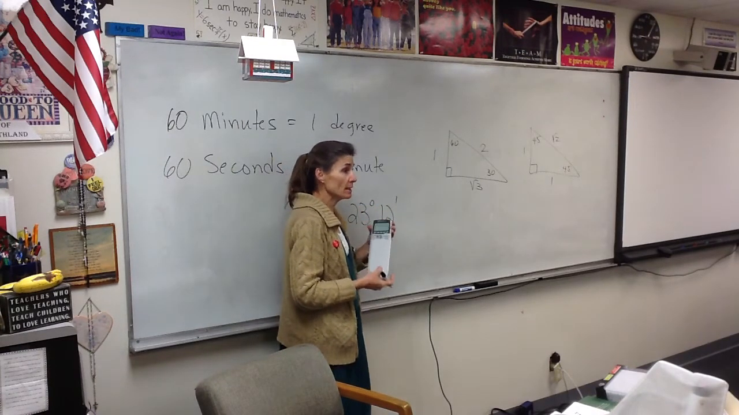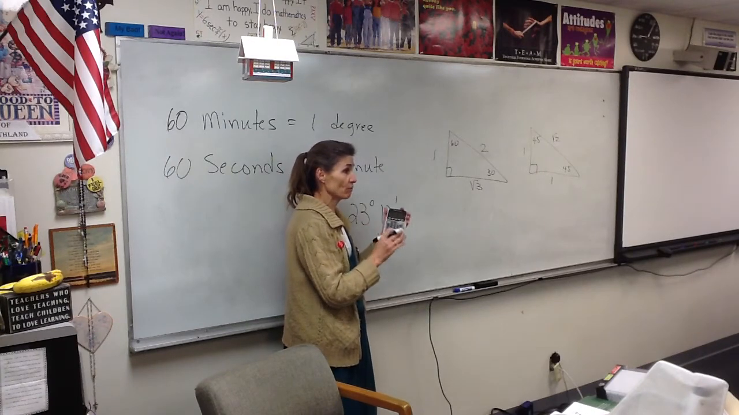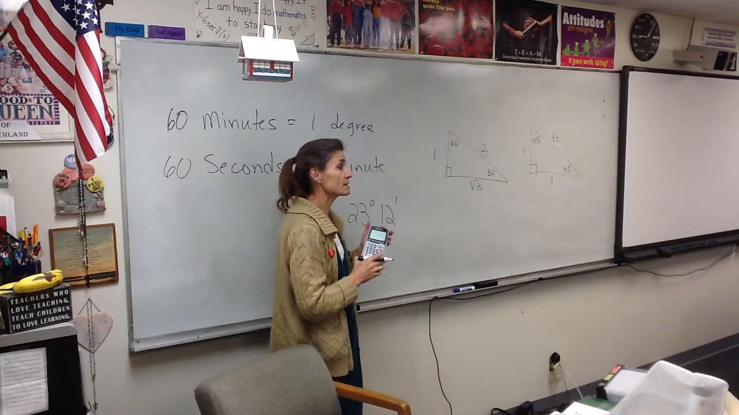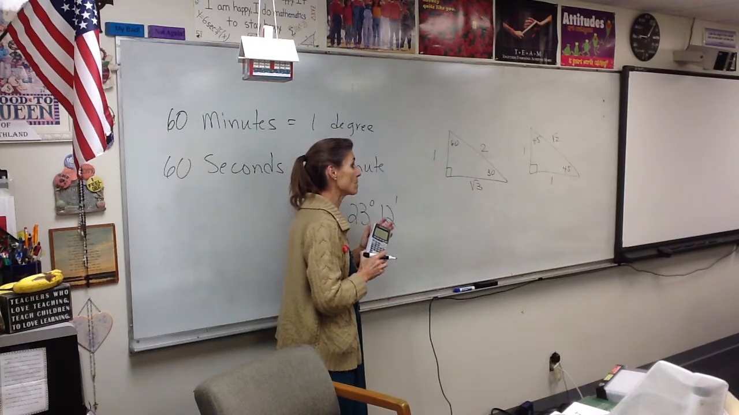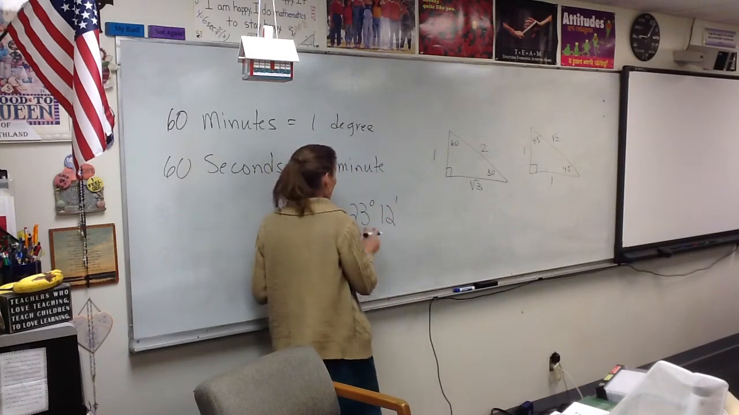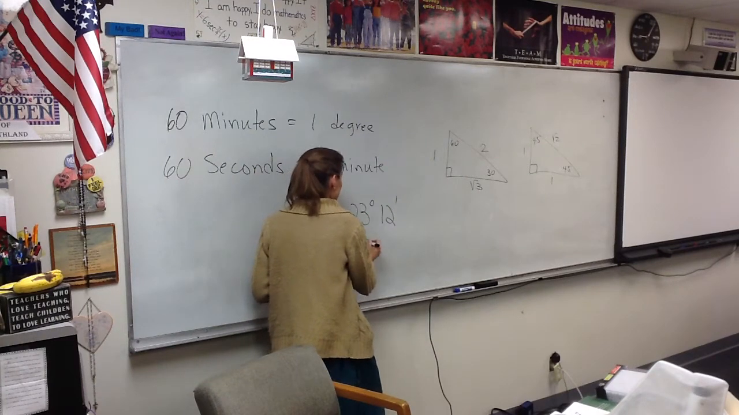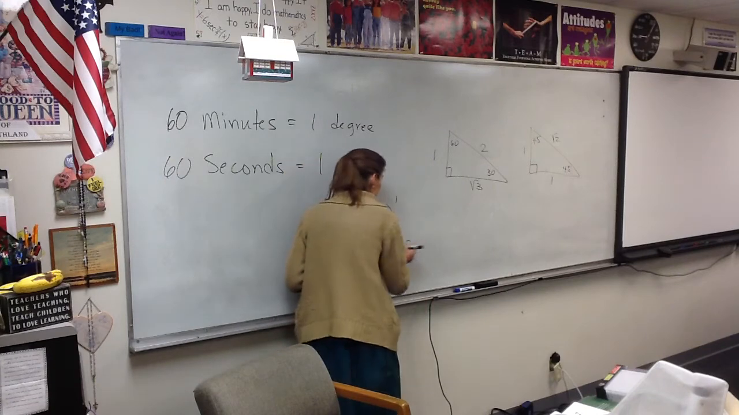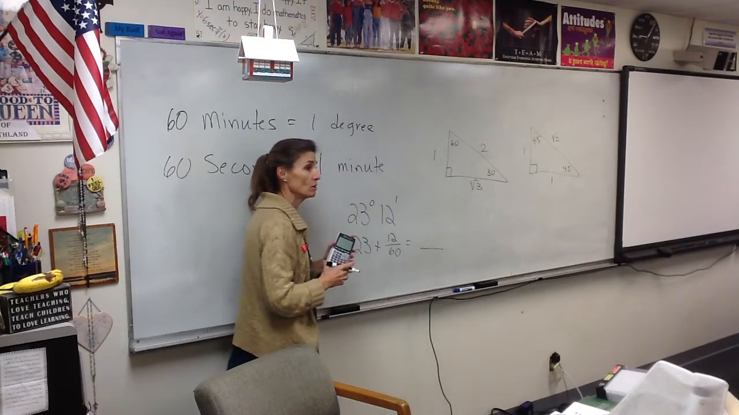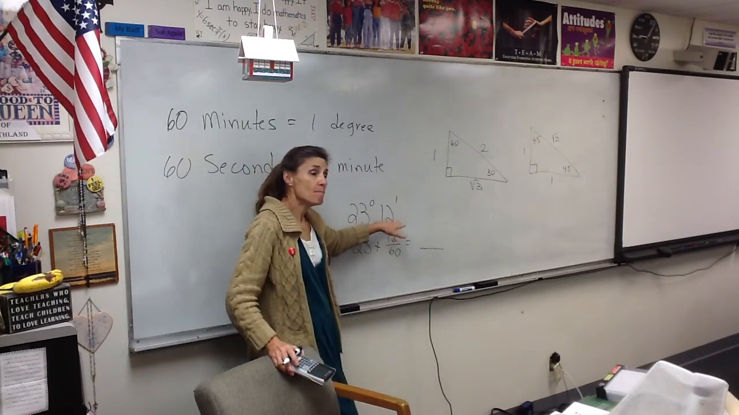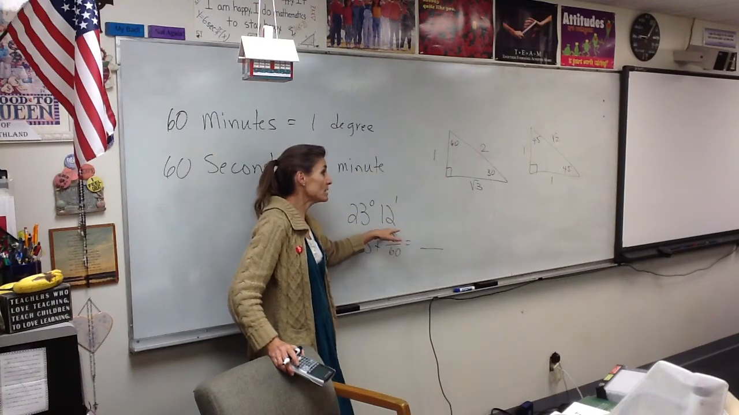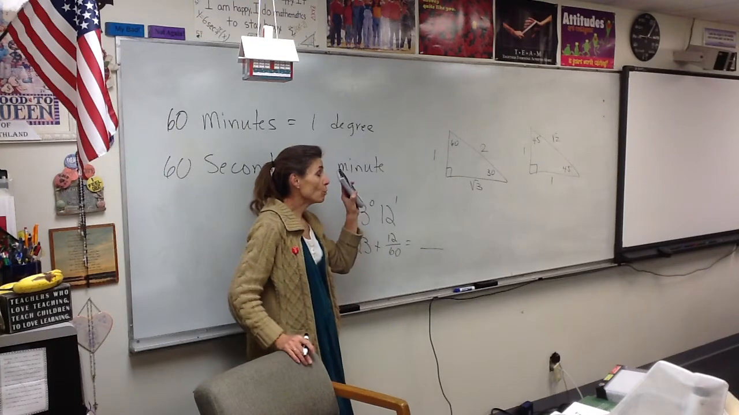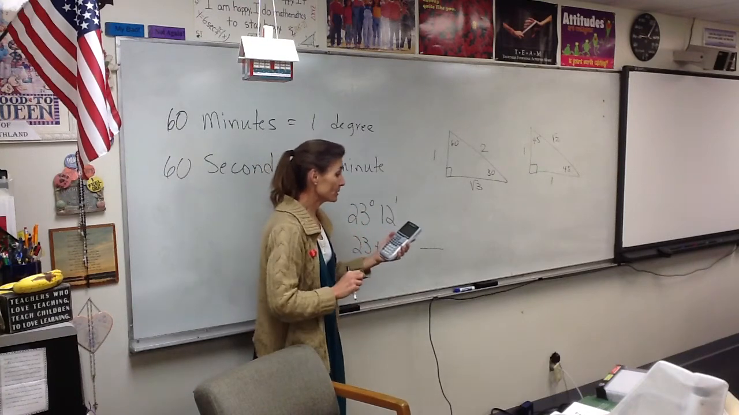Now your calculator will handle this for you. The directions say convert from DMS to decimal form. Well, one option you have is to say, okay, this is 23 plus 12 sixtieths. And you can type that into your calculator and get a decimal. Because again, a minute is a sixtieth of a degree, so I have 12 sixtieths. Or we can go to our calculator.